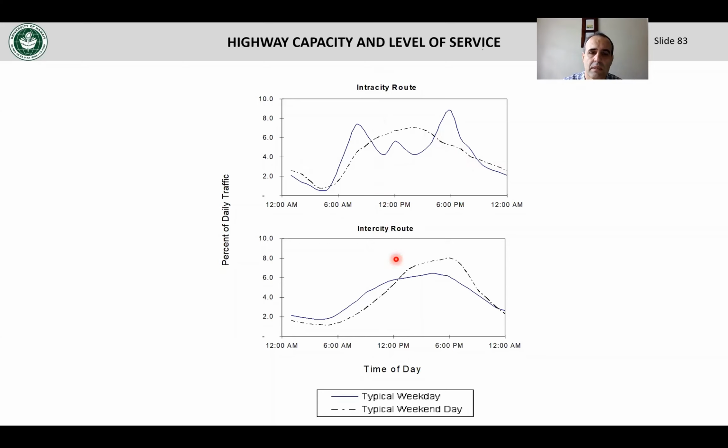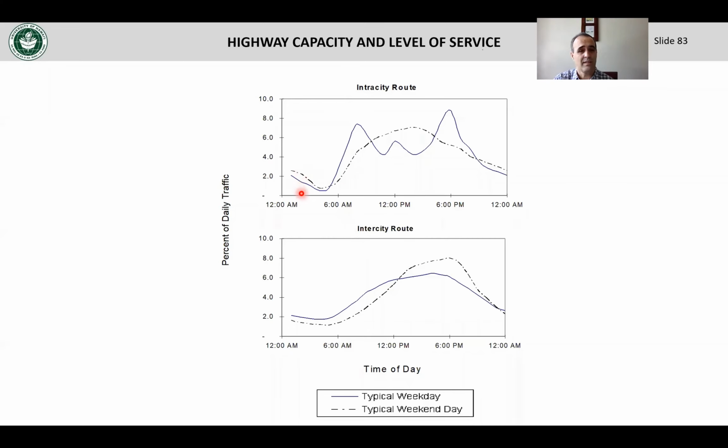And here you have another example where they have a single peak. So it depends on what you're dealing with. These are for intra-city, so this is something like Honolulu, and this will be an intercity route when you're traveling between two population centers. So the peak characteristics are different depending on the type of road you're dealing with.